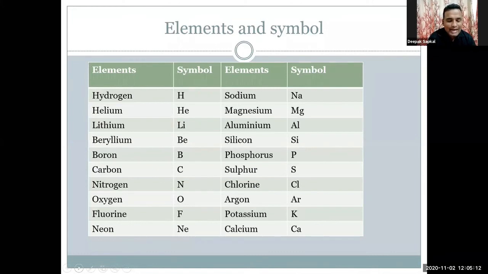Now this scientist, Berzelius, was the first to use the present method of using symbols for elements. The symbol of an element is written in the English script, or it is a short form of its name. For helium, we could put H, but H is already given to hydrogen, so there would be a lot of confusion. That's why helium uses HE.